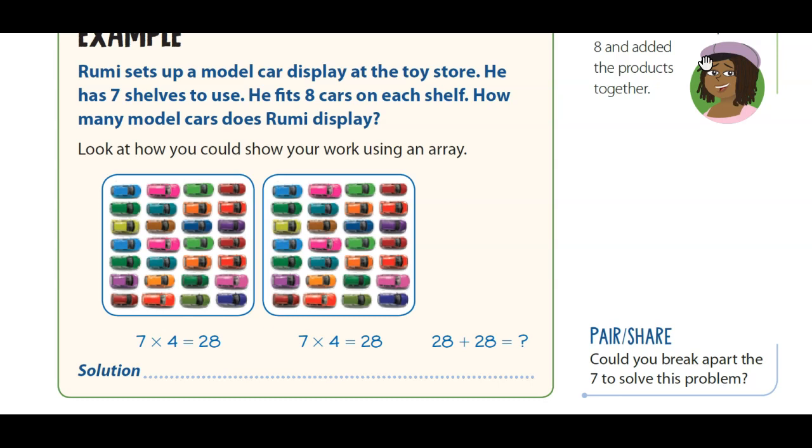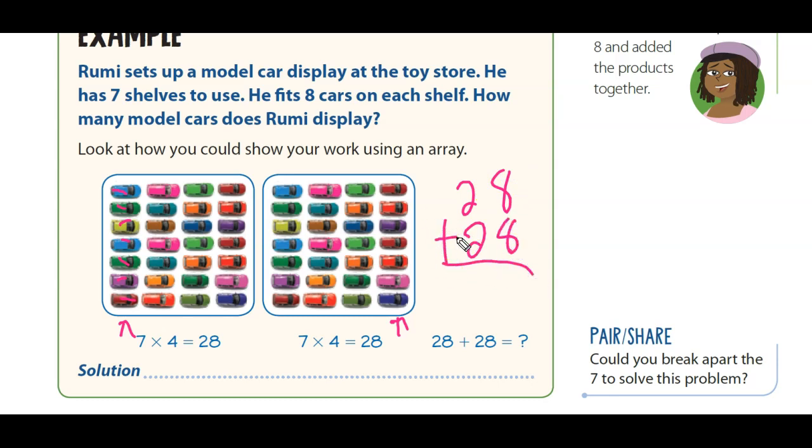Well, looks like they broke apart the array, right? They broke it apart here into 7 rows. Into how many cars now in this array? How many? 4. That's right. So obviously for this one, it'll be 7 times 4, and this one here is also 7 times 4 because it's the same type of array. And then they just added 28 plus 28.